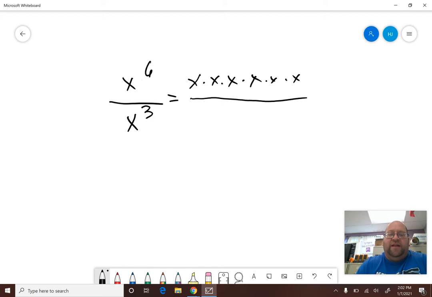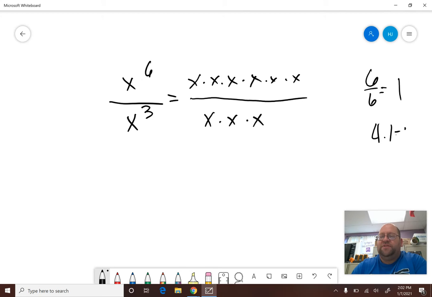On the bottom, what I really have is x to the 3rd, which is the same thing as x times x times x. So again, you can get the idea of what's really happened. This is a visual representation of what this problem really is. Well, think about what happens when you have the same number on top and bottom. For example, if I had 6 divided by 6, what happens there? 6 divided by 6 just equals 1, and really 1 is just like having something canceled. If I take 4 times 1, I'm still going to end up with 4. It doesn't really change my problem at all.